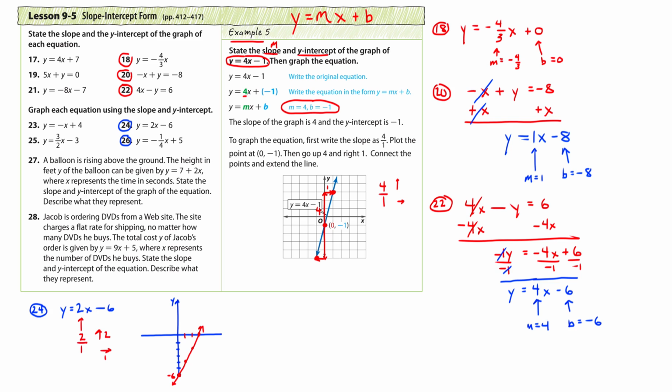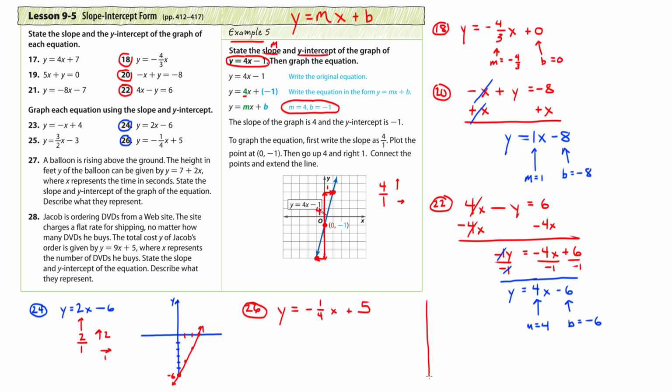So let's take a look at number 26. 26 may appear to be more challenging because of the fraction, but it isn't, because the slope is a fraction, and that's actually what we want. I made this 2 a fraction because that's how the slope works. There's a rise over a run. So y equals negative 1/4 x plus 5.